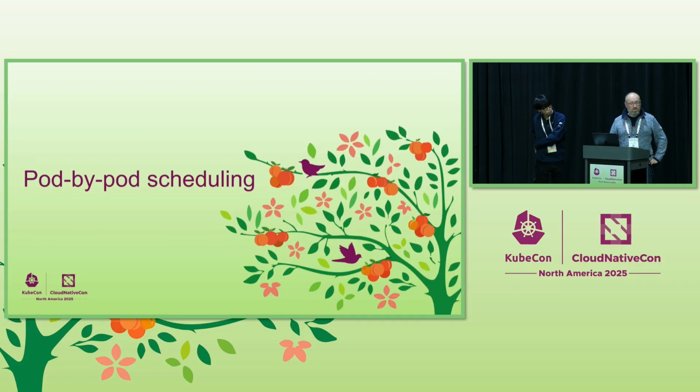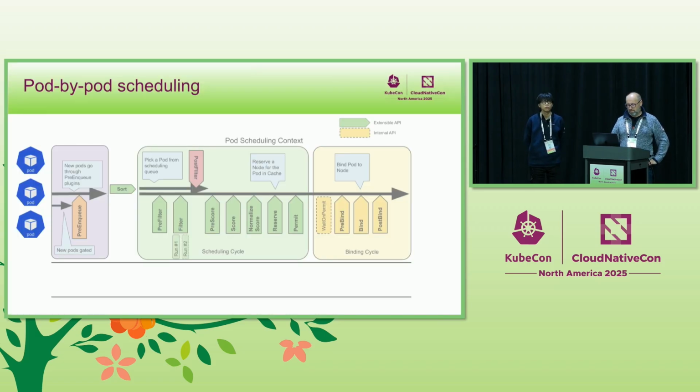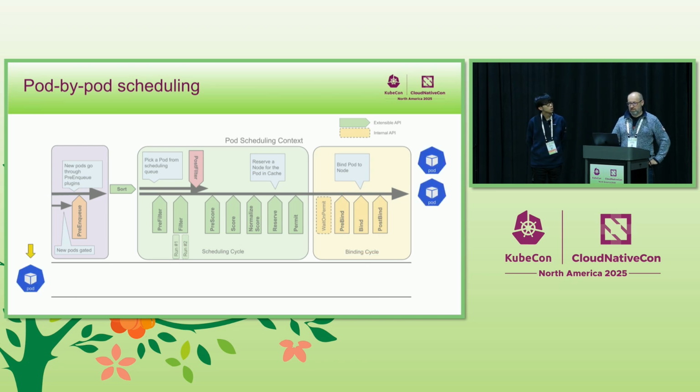Now I can show briefly what's the difference between pod-by-pod scheduling and gang scheduling. So in case of pod-by-pod scheduling, each pod goes individually through the scheduling and binding. That means that binding always directly follows scheduling. So we schedule one pod, another, and the third one.